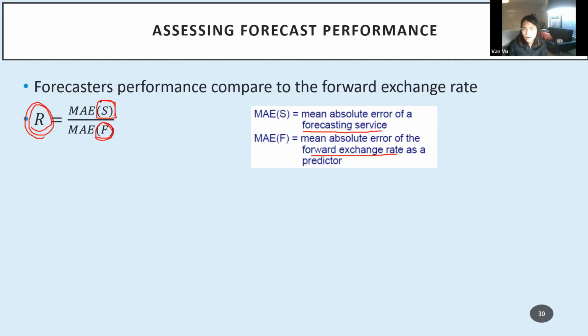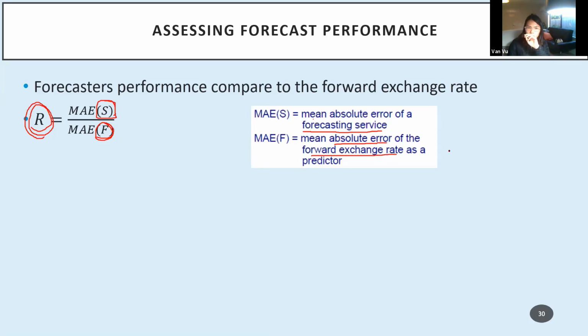On the top, I have the mean absolute error of the forecasting service. I'm just comparing the forecast number and the actual exchange rate, and the difference between the forecast and the actual exchange rate is the absolute error. I'm going to do the same thing for the forward rate as well. I'm going to compare the forward exchange rate and the actual spot exchange rate at that time. The difference would also be my absolute error for the forward forecast.